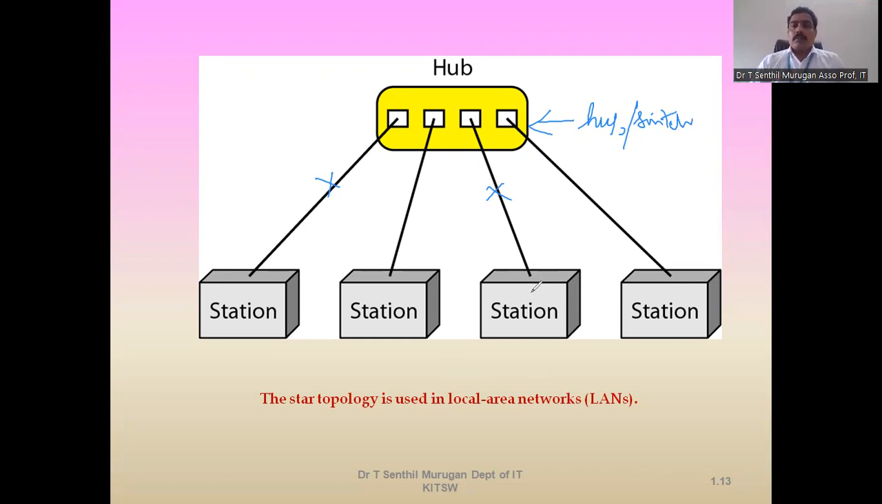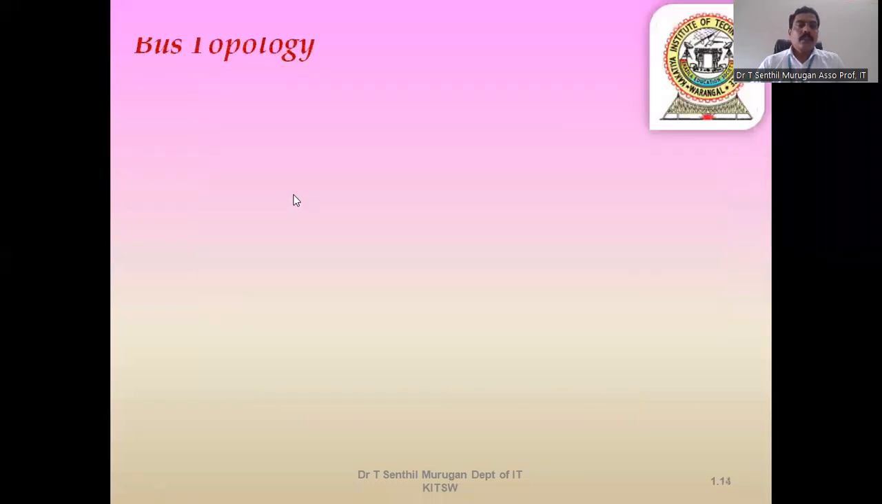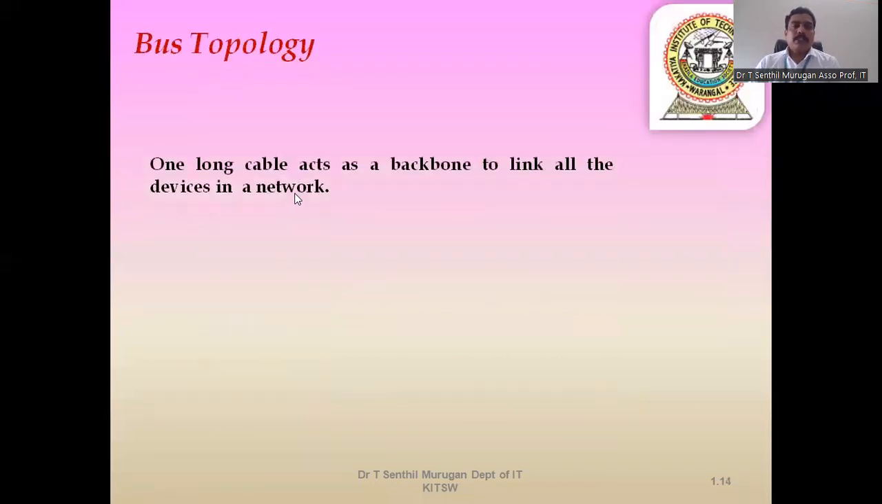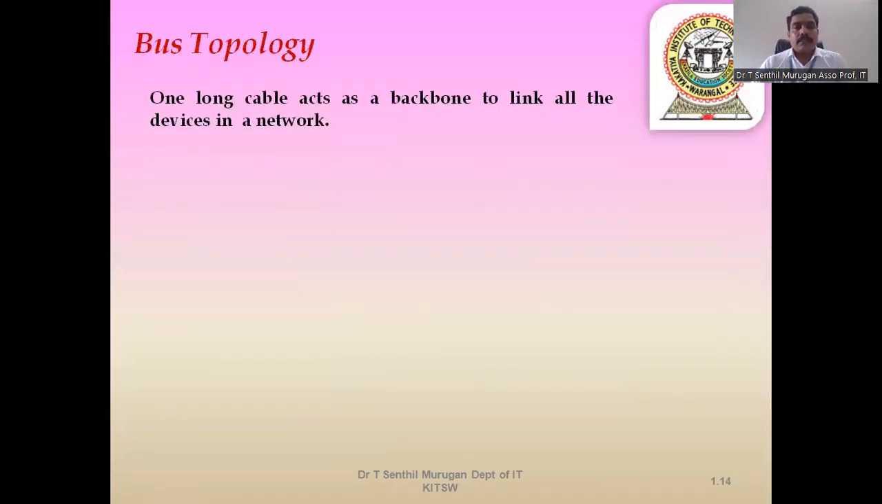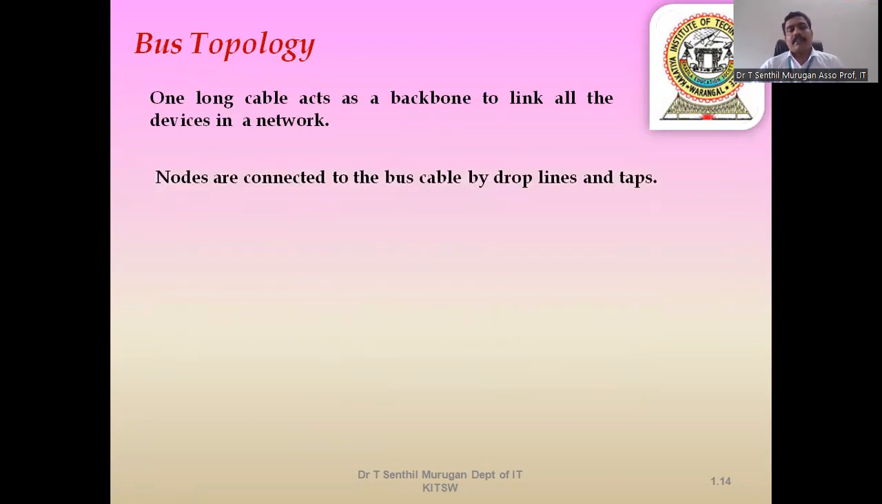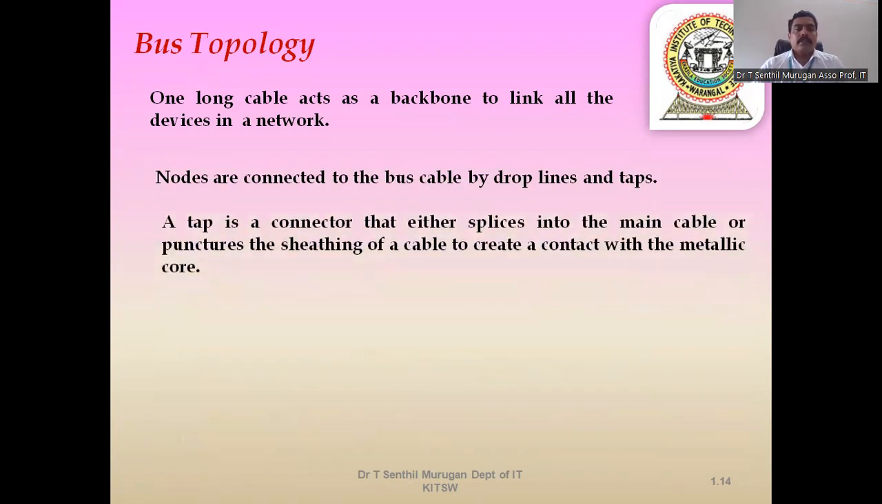So this is the star topology. Okay. Next one is the bus topology. What is bus topology? It looks like a bus. Bus means a common bus will be there. Then other systems are connected through drop lines from the common bus. Okay. So that is the bus topology.